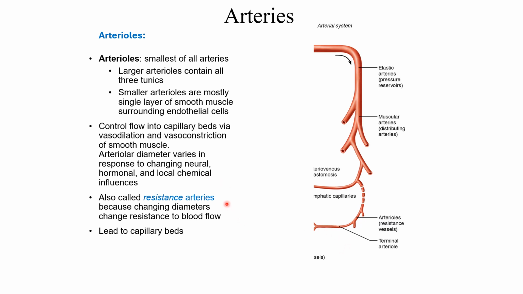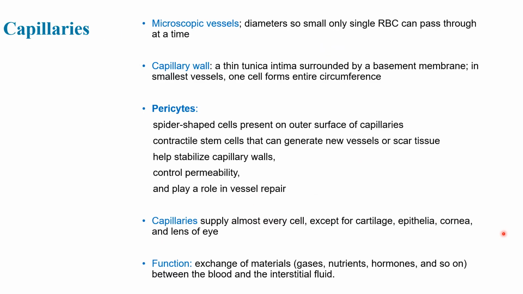They are also called resistance arteries because changing diameters changes the resistance to blood flow. Just imagine water. If it is going through a narrow pipe, there is more resistance. But if the lumen, the diameter, becomes bigger, then the resistance will decrease. And then they lead to capillary beds. Capillaries are very small microscopic vessels.